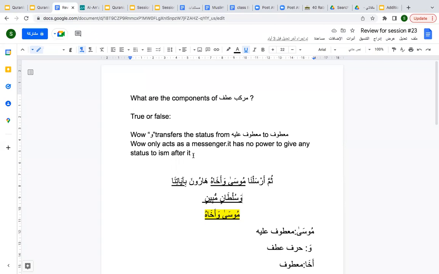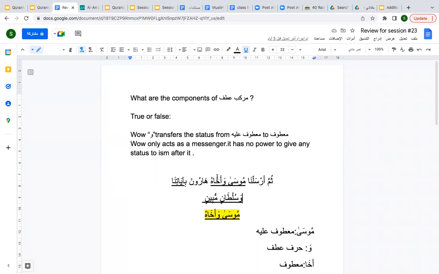Okay, is it clear? The same $500 I'm giving to Sister Ambreen, and she's going to give it to Sister Fauzia. She's not adding, she's not subtracting anything. She's acting as my messenger. She's giving me a favor of transferring everything as it is. I hope this is clear, because you have noticed that this wow just transfers the status from one ism to another ism.